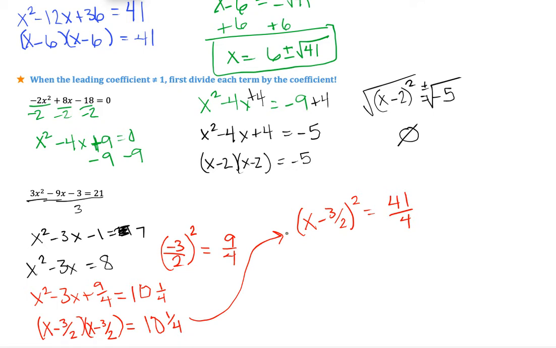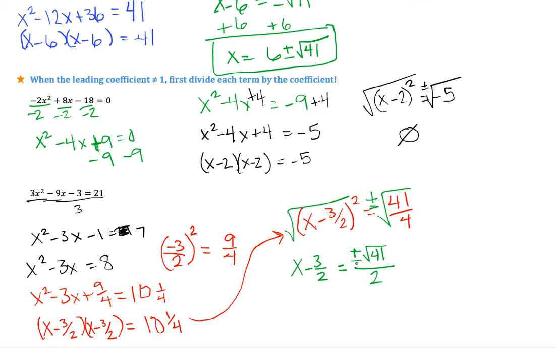I'm going to take the square root of both sides. This becomes x minus 3 over 2. Oh, I forgot the plus or minus sign. This is going to be 3 plus or minus the square root of 41. But on bottom, I can just put a plus or minus 2.